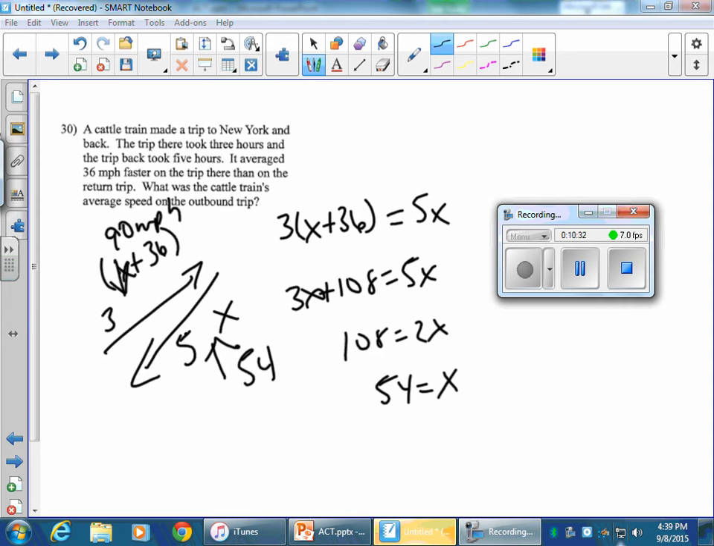And they want to know on the outbound, that's when you're going out. So the outbound would be 90 miles per hour.